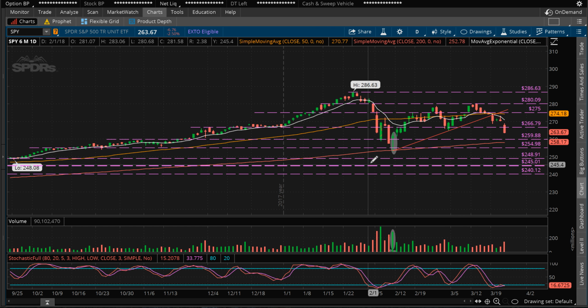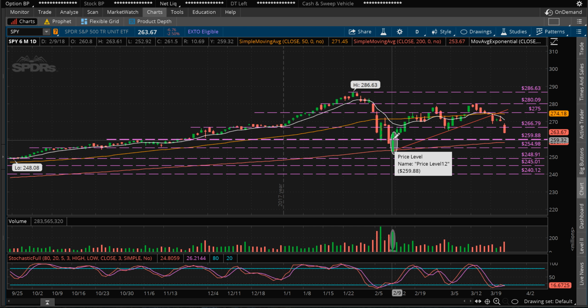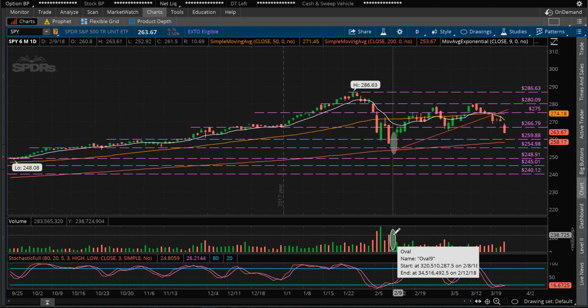If that holds, and if we do see a bullish hammer green candle like this with high volume, dip-buying volume, then we've got ourselves a dip.